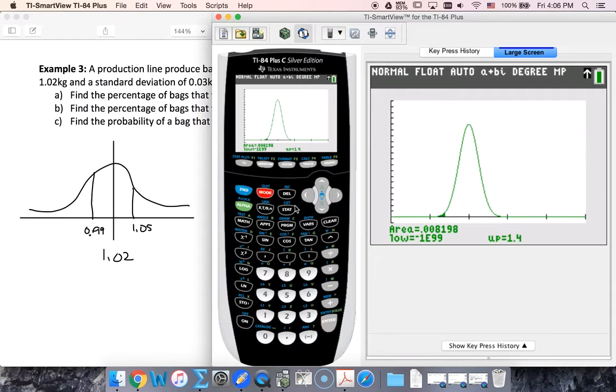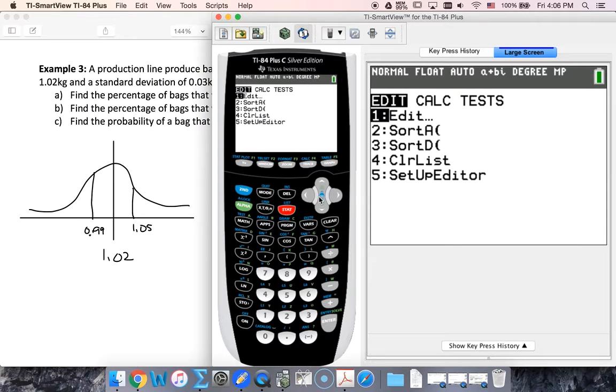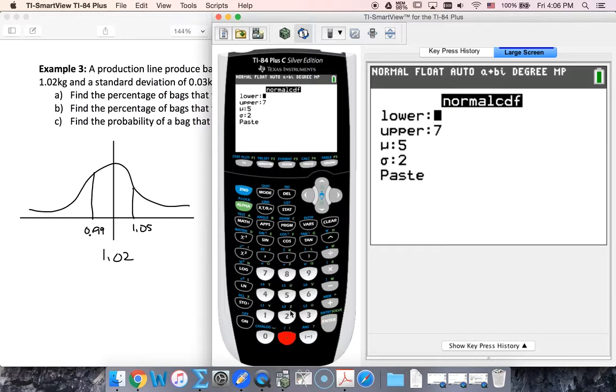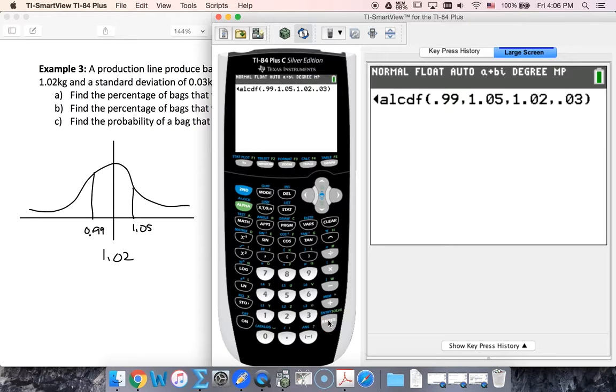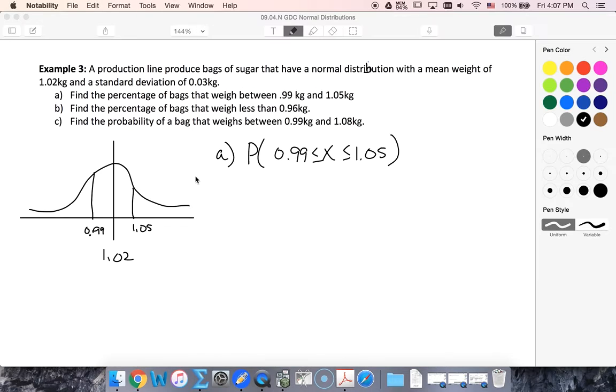So I'm going to go to my stat and just calculate this the normal way. Sorry, not stat, my distributions. So I'm going to say norm CDF, my lower 0.99, upper 1.05, my mean 1.02, and a standard deviation of 0.03. And I get my 68.3%.